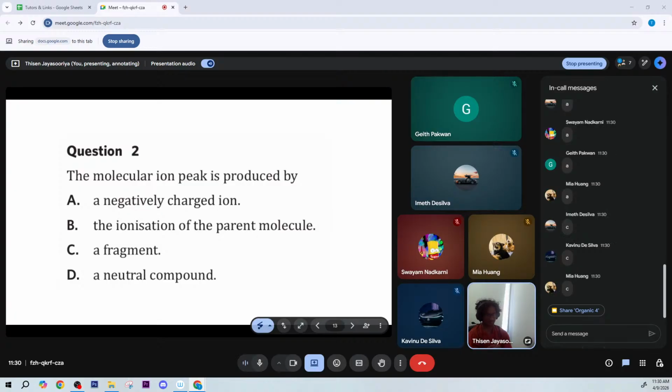Another person says C. You guys are all wrong. It's B. Right? So here, the molecular ion peak is in a fragment.